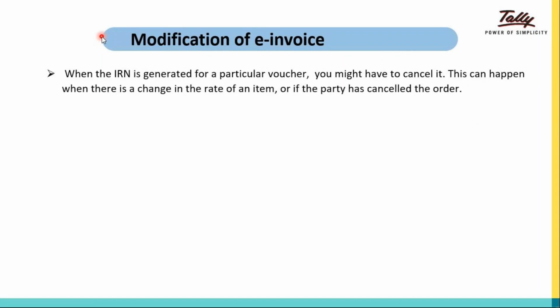Next, we will see the modification of e-invoice. If there is any modification that has to be done, how can you do it, or can you do it, is what we will discuss now. When the IRN is generated for a particular voucher, you might have to cancel it. This can happen when there is a change in the rate of an item, or if the party has cancelled the order. So if you are generating an invoice and there are some changes, maybe the rate of the stock increases or decreases, or the party or the business customer has cancelled the order.